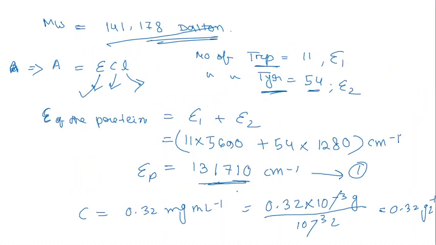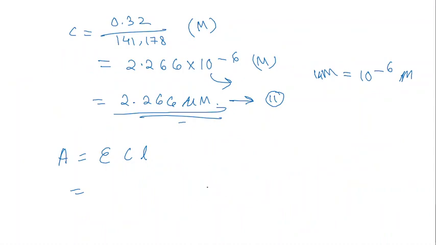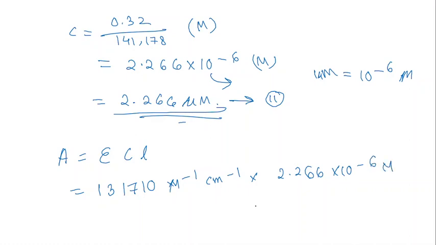This one, no? So I'm just putting it here, 131710 into here the concentration. Sorry, its unit was mole inverse centimeter inverse, and here the unit of concentration, 2.266 molar. Okay, path length 1 centimeter they gave.